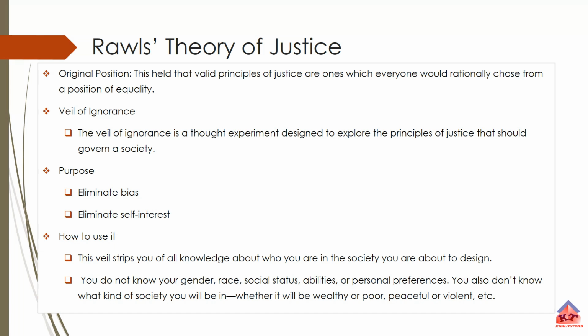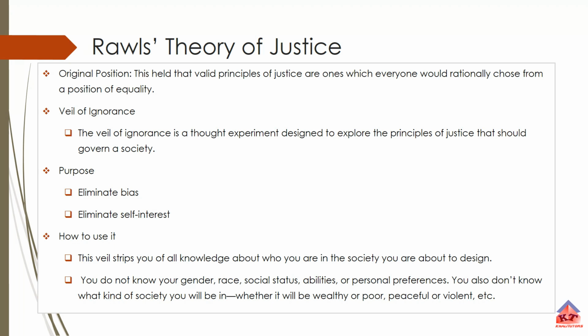In his conclusion, he believed that valid principles of justice are ones which everyone will rationally choose from a position of equality. So in order to achieve these valid principles of justice, Rawls came up with something called the veil of ignorance. The veil of ignorance is a thought experiment designed to help us think about justice and fairness without the influence of personal biases.